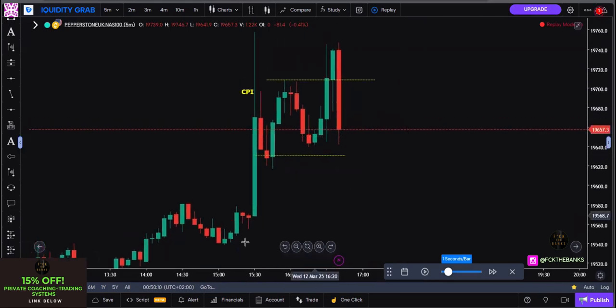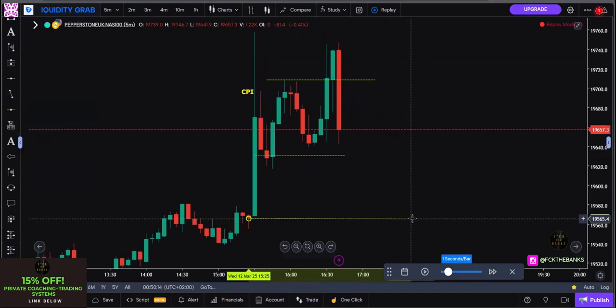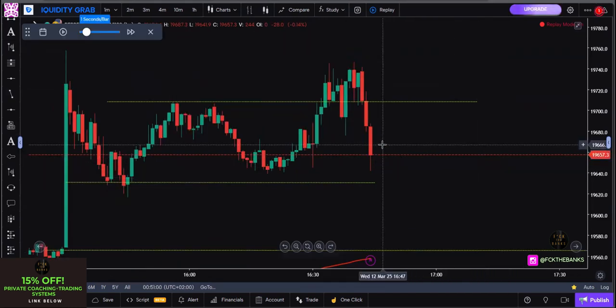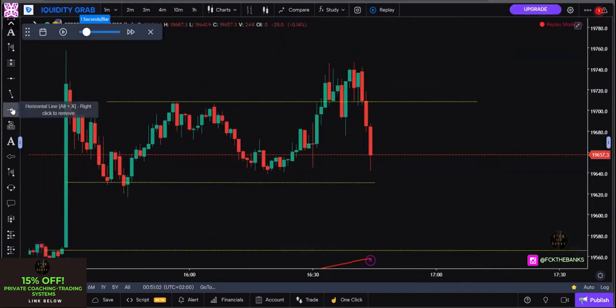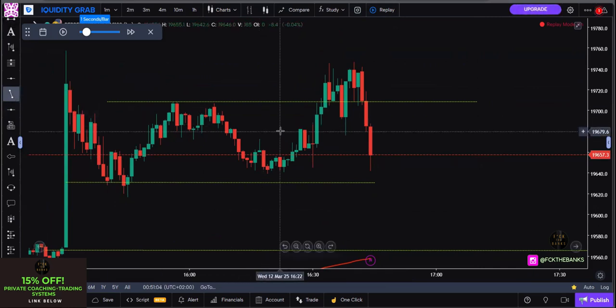And you can target these lows. This is going to be the final target. Okay, guys, so now that we are at the lower time frame, I can show you how you can take a sell.